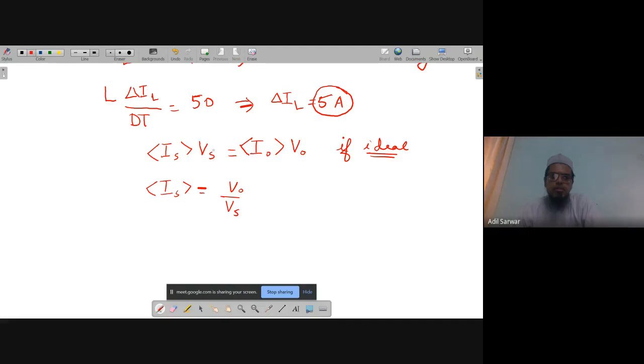VO upon VS. Here S is basically Vin. VS and Vin are the same. Sometimes I use Vin, or sometimes I'm using VS to represent the input voltage. Again, please don't get confused by that. So this much times the output current.